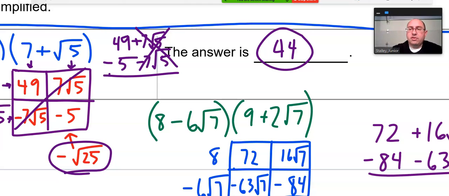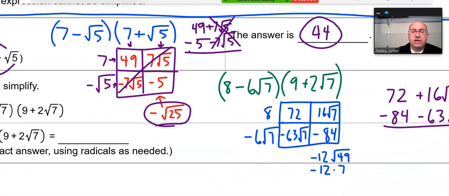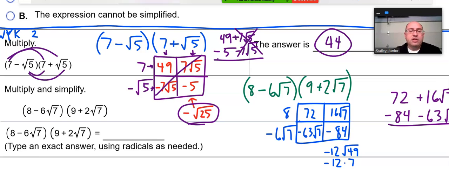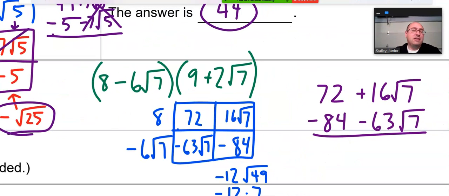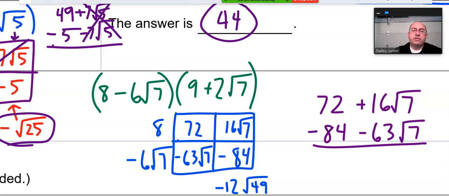And now some of the other ones are not as obvious, so that's why I wrote it out the other way, with like terms together, such as in this next example, okay? 8 minus 6 radical 7 times 9 plus 2 radical 7. Of course, I like to do my box, but if you don't want to, you can draw arrows. It's okay. But 9 times 8 is 72. 2 radical 7 times 8 is 16 radical 7. In the bottom left corner, I've got my negative 63 radical 7.